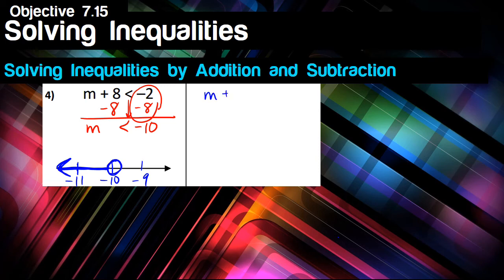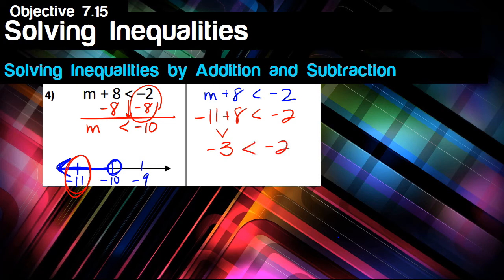Now let's go ahead and rewrite this inequality here. Let's substitute a value that is in the shaded part. So let's substitute negative 11. Let's go ahead and subtract on the left-hand side. Negative 3 is less than negative 2. So we did this inequality correctly.